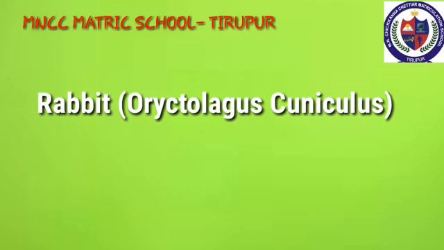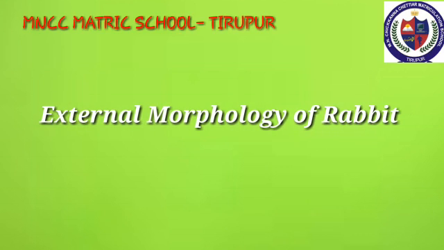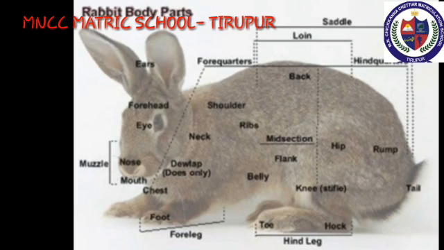Hi students, now we are going to study the next topic in the same lesson. External morphology of a rabbit. The shape of the rabbit is an elongated and cylindrical body. The body is covered with fur, which serves to keep it warm. The body of the rabbit is divisible into the head, neck, trunk and tail.